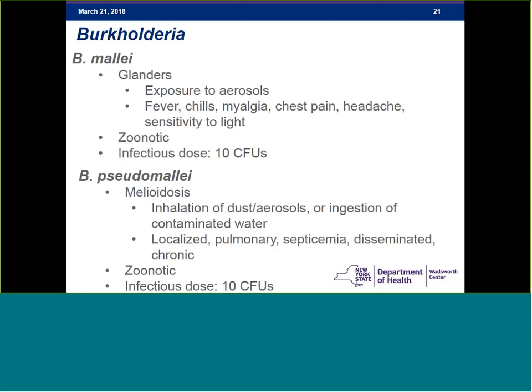Interestingly, we have seen several cases of B. pseudomallei in recent years in New York State. These cases have been associated both with travel and immunocompromised individuals. There have also been cases of B. pseudomallei isolation in surrounding states such as Massachusetts as well.